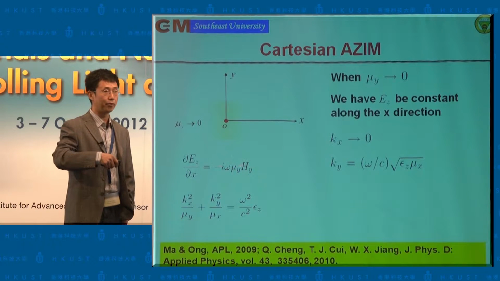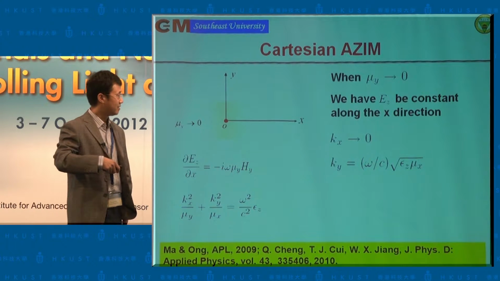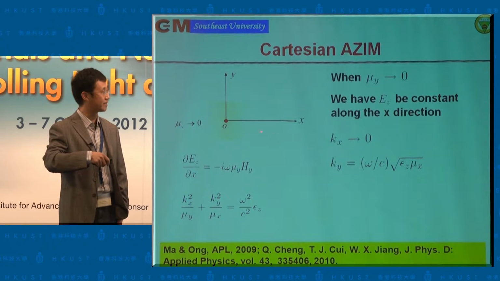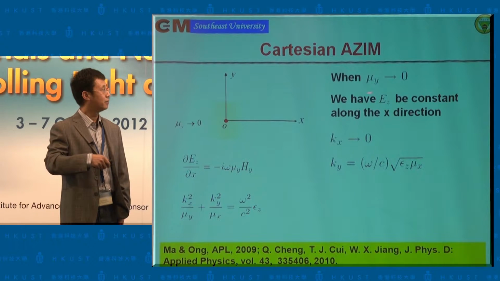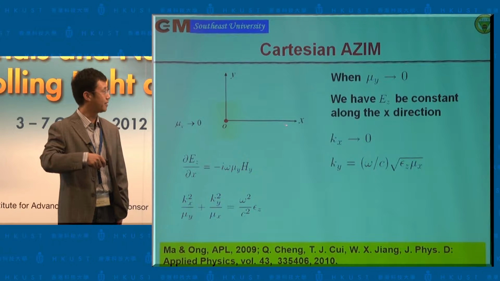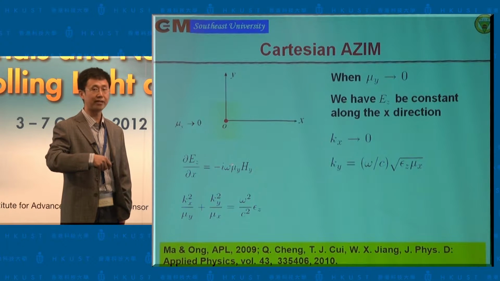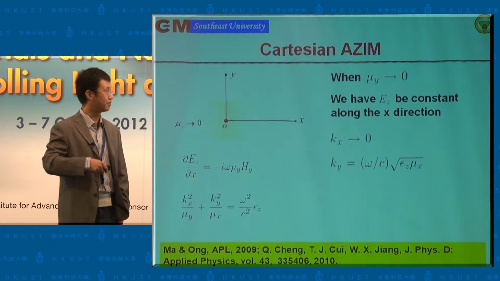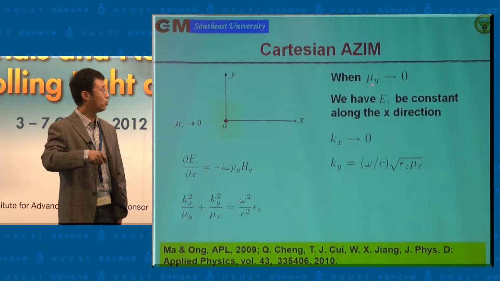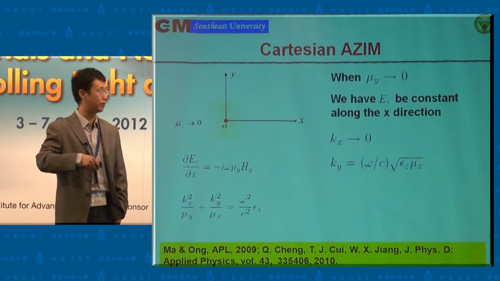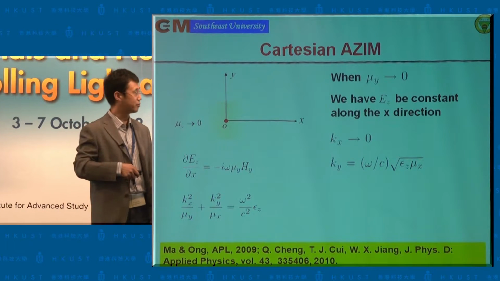So from the Maxwell equation and the dispersion equation, we can easily derive the basic property of such kind of material. Because when mu y equals 0, from the Maxwell equation, we know that Ez must be constant with respect to x. This is the first conclusion. And the second one is, when mu y approaches 0, from the dispersion equation we know that kx must be equal to 0, and ky just equals k0 square root of epsilon z and mu x.